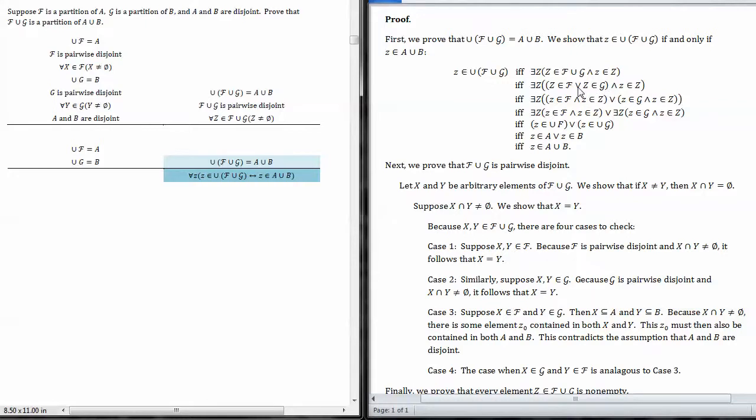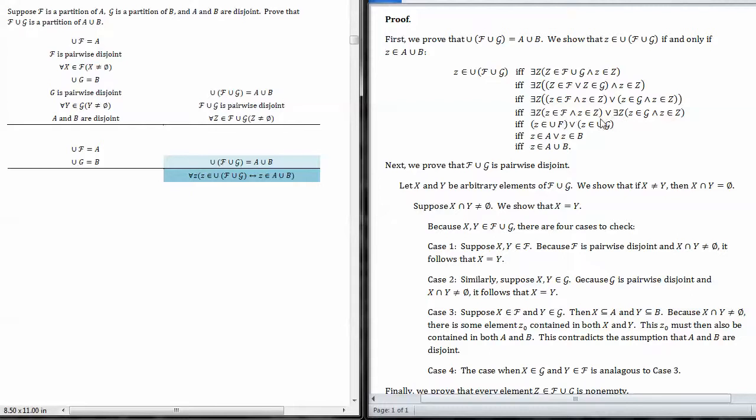And now I have an OR and an AND, so I can distribute the AND over the OR to get (z ∈ F and z ∈ Z) or (z ∈ G and z ∈ Z). That's a tongue twister. Okay, and then next I have an existential quantifier and an OR, and I know I can distribute such a thing over an OR. So I have 2 separate statements now.